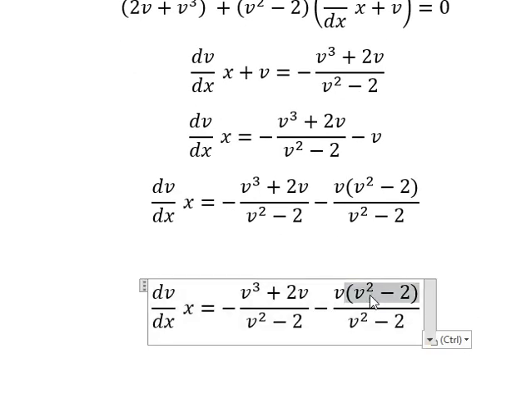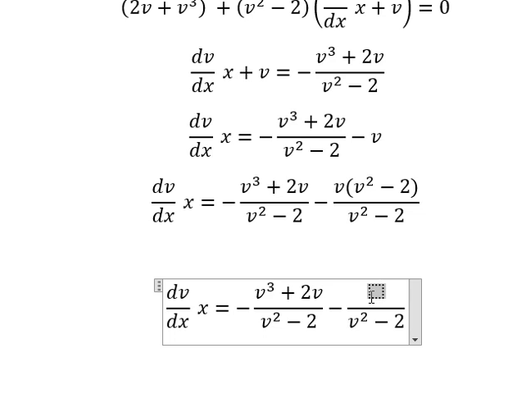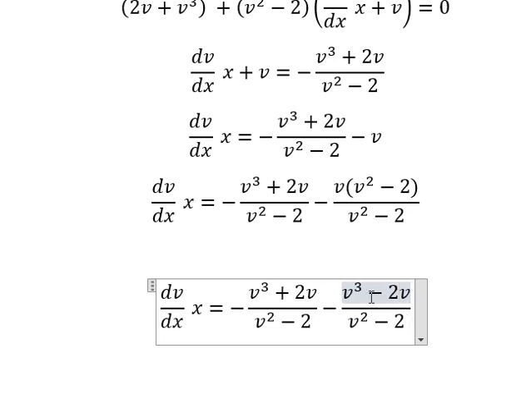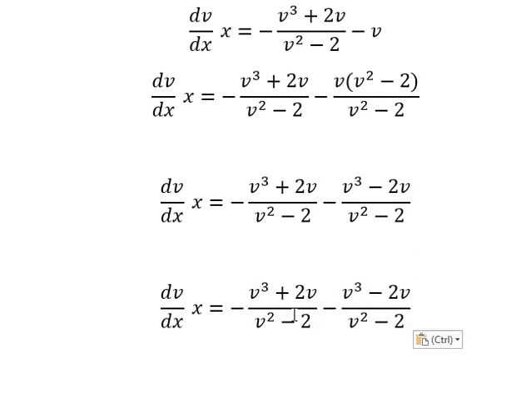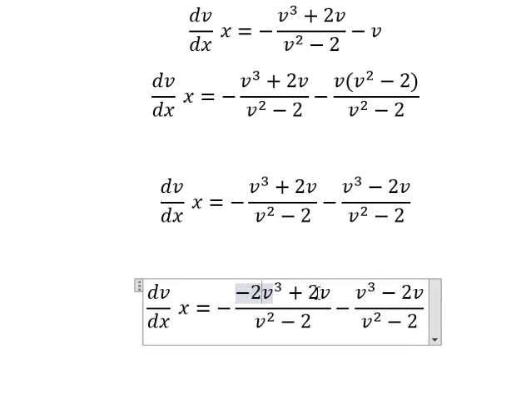So this one, we have v to the power of 3 minus 2v. So negative v to the power of 3, negative v to the power of 3, we have negative number 2. 2v with negative 2v we cancel.